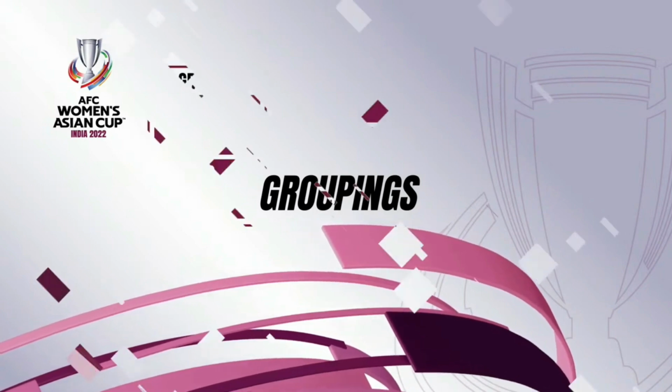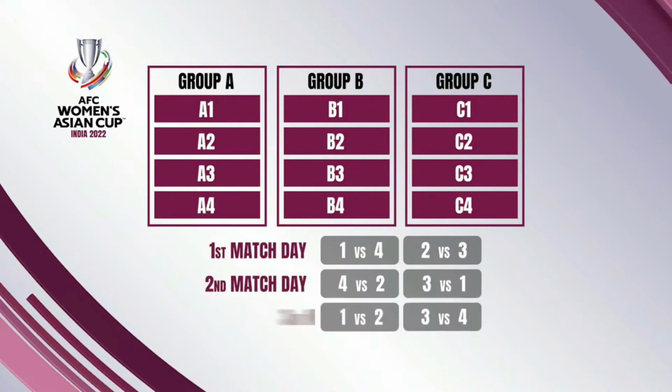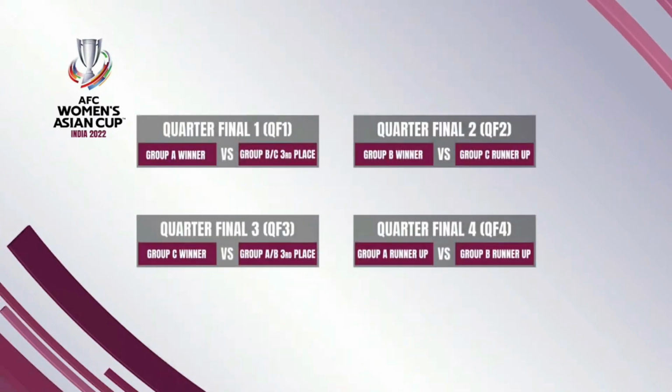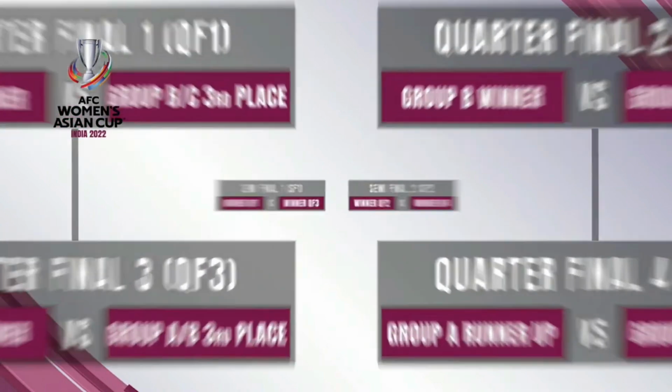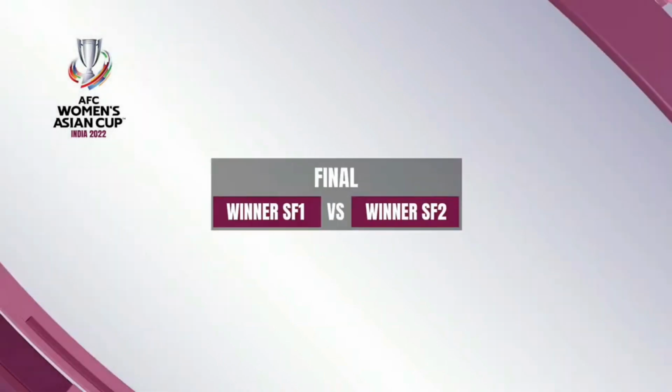Groupings. The following match sequence applies for the group matches. The number designates the position in each group. The following sequence applies for the quarter-final stage. The following match sequence applies for the semi-final stage. The following sequence applies for the final match.